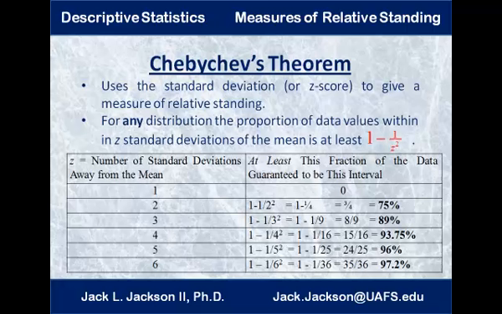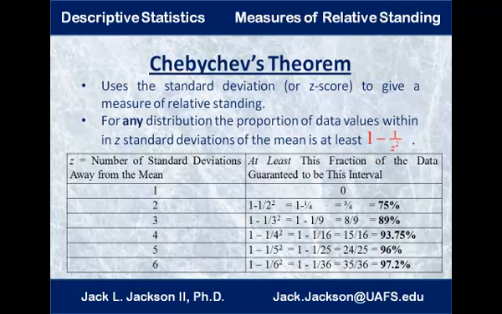Now notice if z is 1 or less, this really doesn't tell you anything. Because if you plug in 1, z squared is 1, 1 over 1 is 1, 1 minus 1 is 0. So it says how much are guaranteed to be within 1 standard deviation of the mean. Well, by Chebychev's theorem, nothing necessarily has to be within 1 standard deviation of the mean. But this is interesting as we keep increasing this.